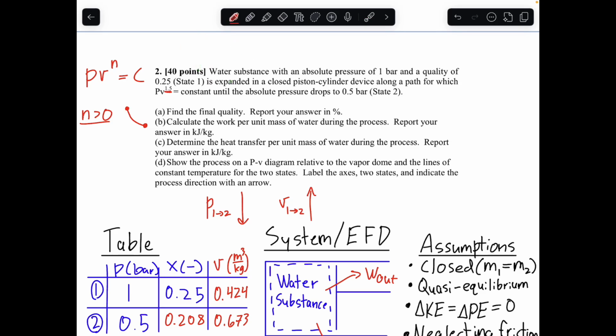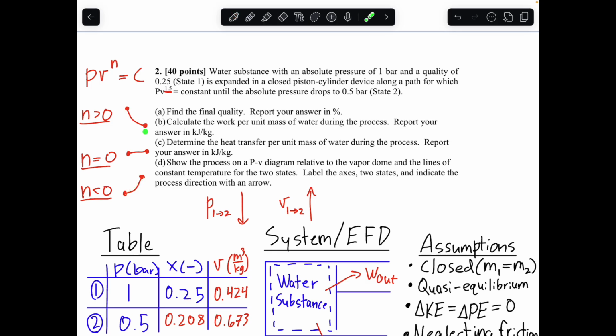And then if n was equal to 0, well then this would be V to the 0, so that would just cancel and be 1, and then you just have pressure is equal to a constant. That would be our isobaric process, where pressure is constant and it's a flat line. And you could also mathematically have a case where n is less than 0. You might not see it as much, but that would look something like this, where your line curves up and to the right like this.